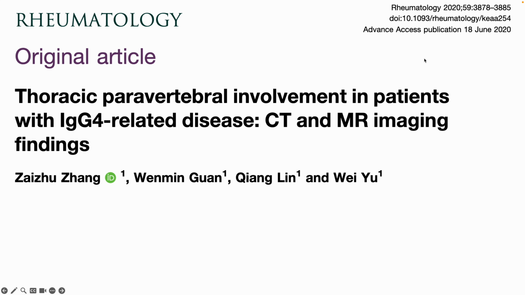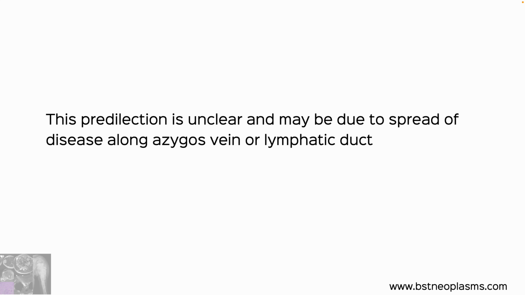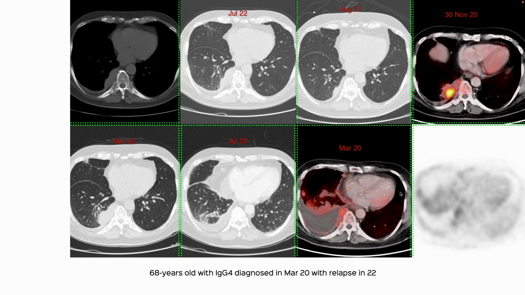There was another paper about 5 years ago that went into all of this in even more detail. And so they had this saddle-shaped appearance where there's often encasement of the intercostal arteries. Then you have the irregular infiltrative mass, you have the nodular pathology, and then there could be mixed ones. So we would call our case, I guess, a saddle-shaped with an irregular infiltrative pathology. Why the mid and lower dorsal region, we don't know, and I think it may be because of spread of these cells along the lymphatic duct or the azygous vein.